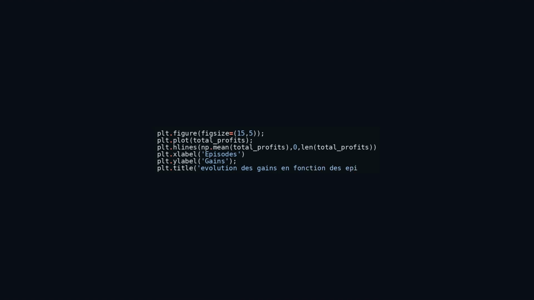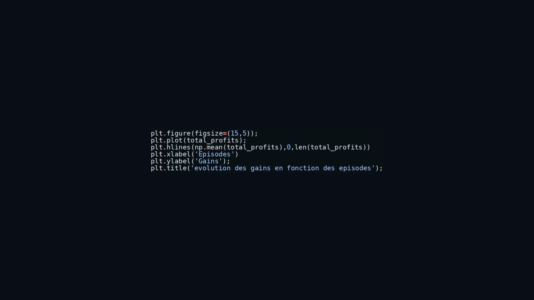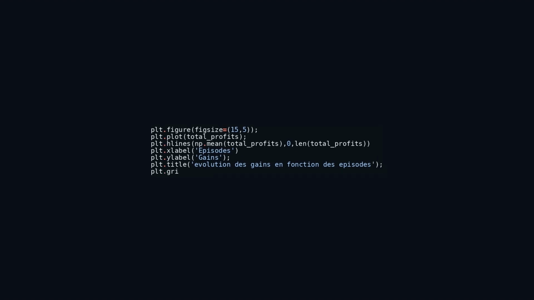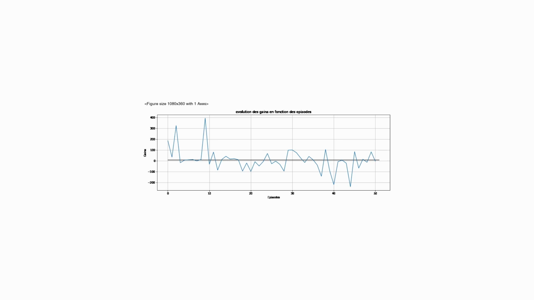Leveraging this code proves advantageous as it generates a lucid representation of how total profits fluctuate over episodes, aiding in deciphering the data and spotting any underlying patterns. The inclusion of the mean horizontal line facilitates the observation of profit deviations from the average. Moreover, the labels and title contribute contextual information, while the grid improves the plot's coherence for easier analysis.